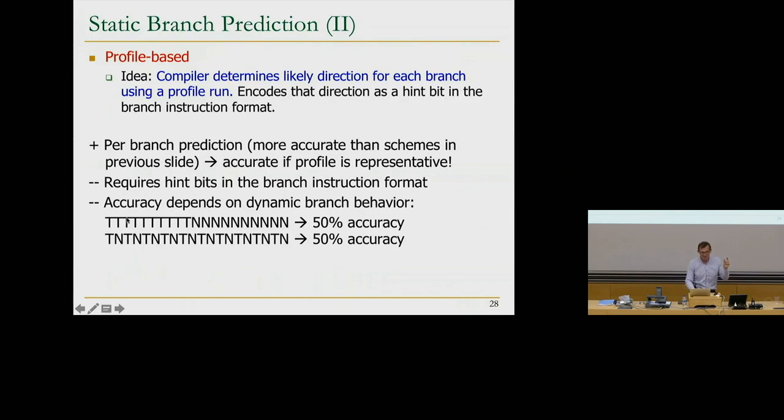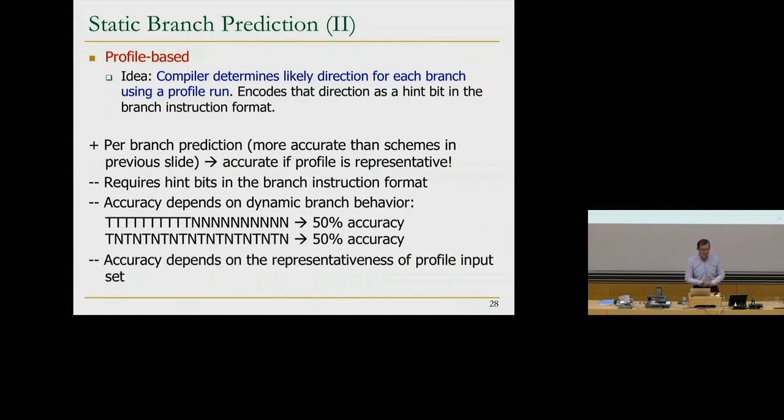Basically, assuming even the profile is the same as the real execution, the compiler picks one of them, but you get 50% accuracy, regardless of what the bit is set to. In this case also, taken, not taken, taken, not taken, taken, not taken. If that's the execution of the branch, you get exactly 50% accuracy. And accuracy depends on the representativeness of the profile input set I've already discussed.